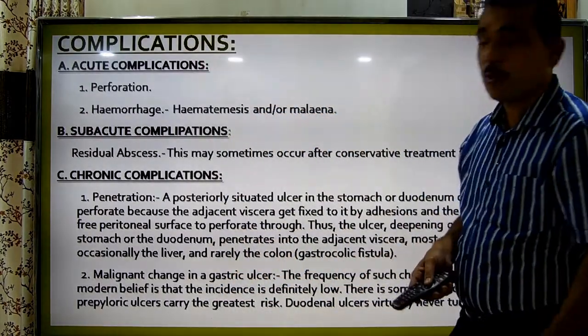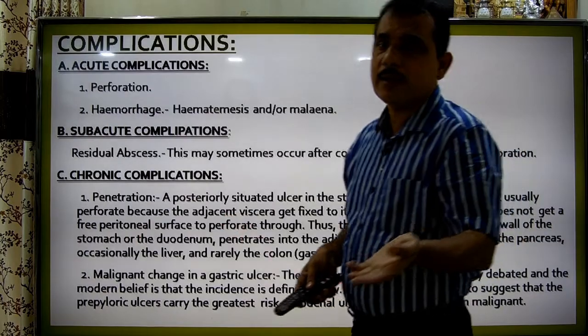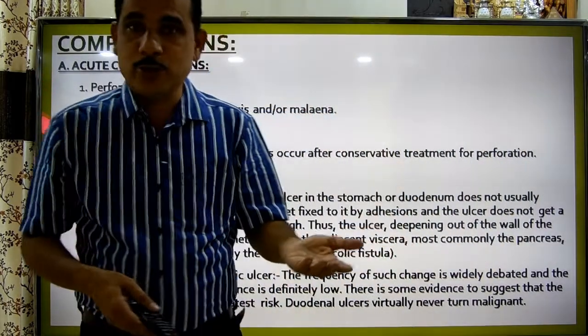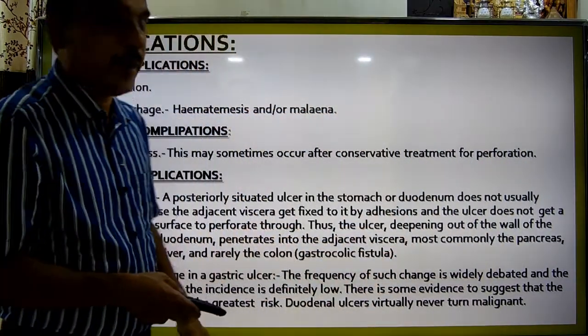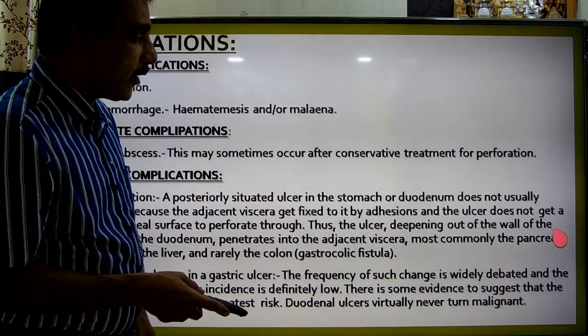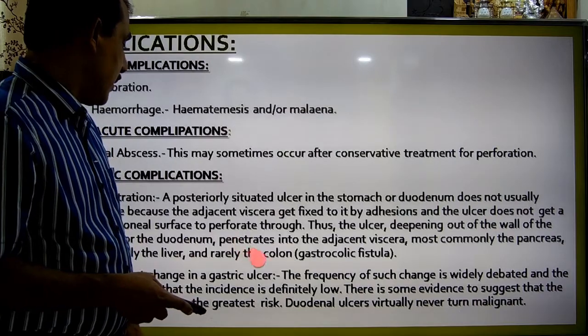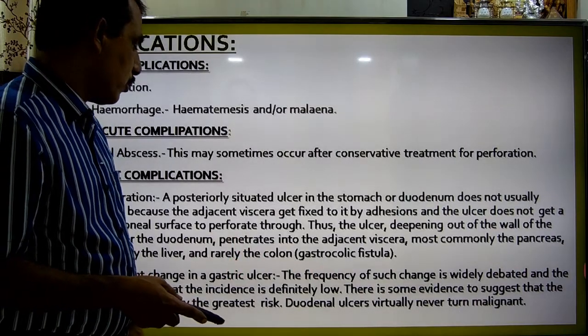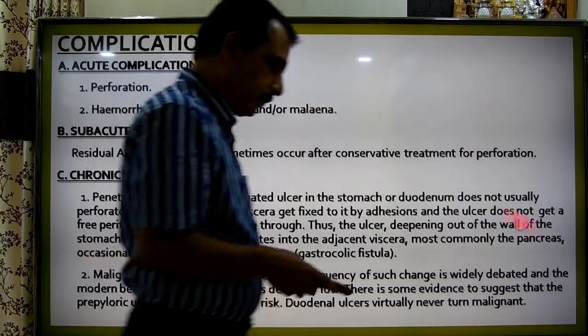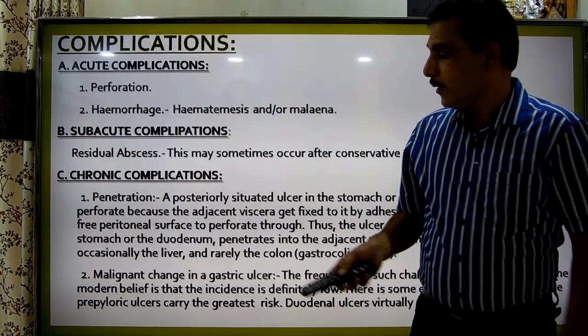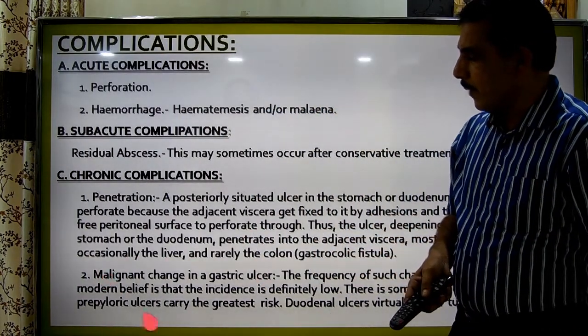Most commonly in the pancreas, because the pancreas lies immediately behind the stomach, and also the first part of the duodenum is next to the head of the pancreas. So it will penetrate into the pancreas. Sometimes into the liver and rarely into the colon, forming a gastrocolic fistula. So there is penetration.